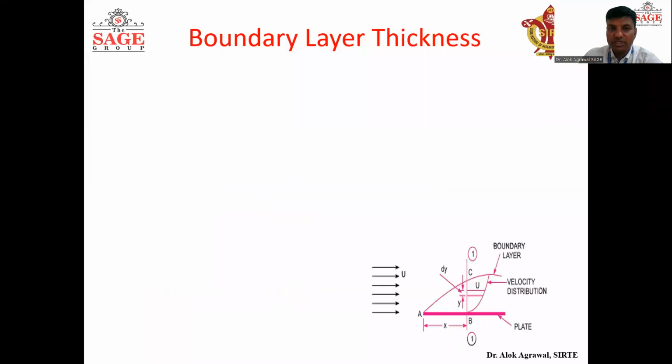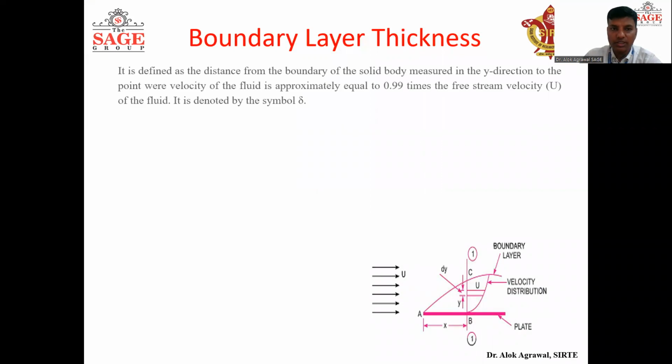So in last class, we have studied about boundary layer theory. We have seen the various definitions like laminar boundary layer, turbulent boundary layer, and laminar sublayer. So let us move with the next topic, that is boundary layer thickness. So what is boundary layer thickness? It is defined as the distance from the boundary.